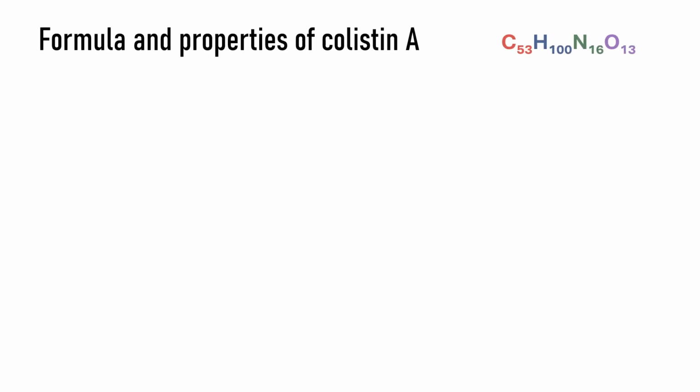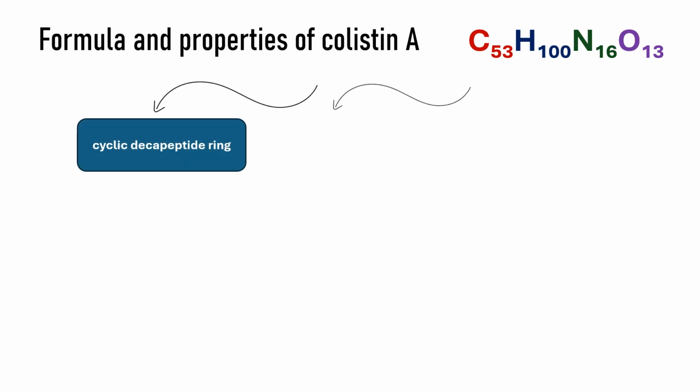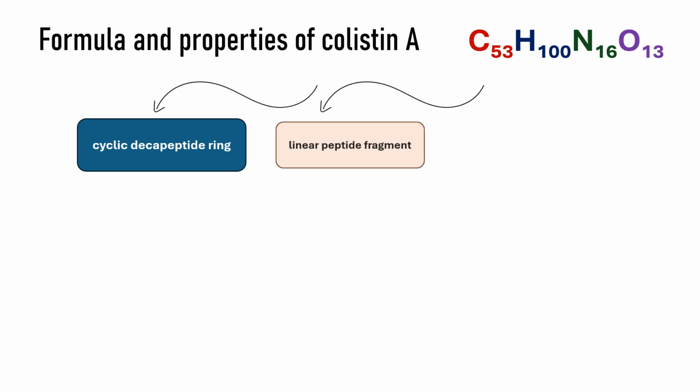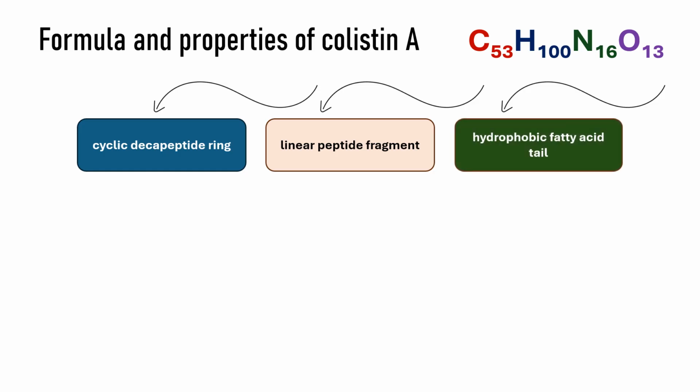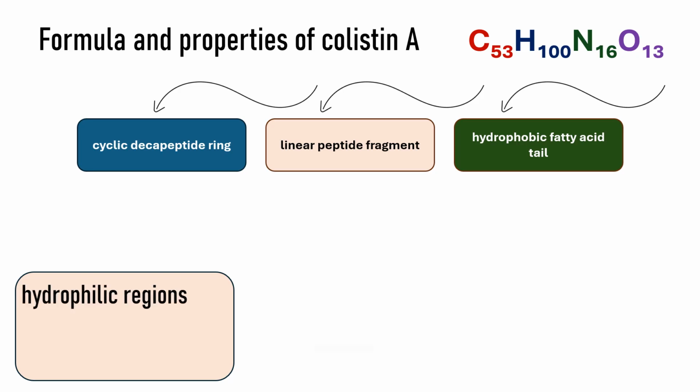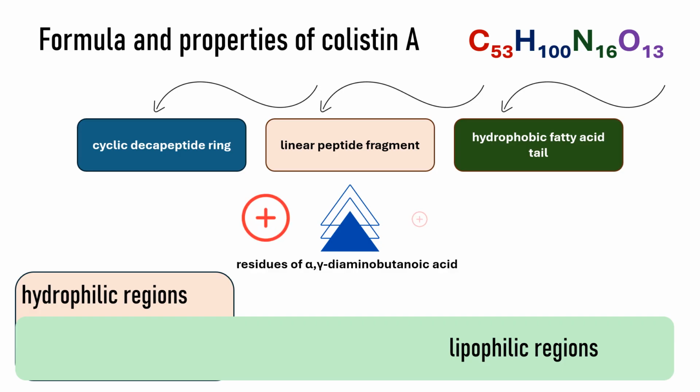The basic chemical formula of one of the active components, colistin A, is C53H100N16O13. The colistin molecule has a complex structure including a cyclic decapeptide ring, a linear peptide fragment, and a hydrophobic fatty acid tail. The peptide portion contains alpha-gamma diaminobutanoic acid residues which carry a positive charge. This makes colistin a polycationic compound.